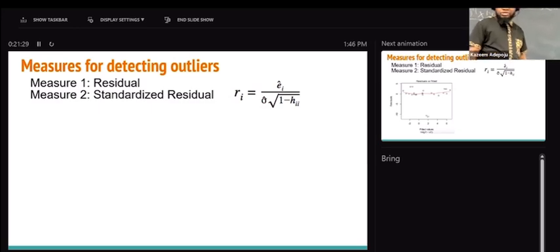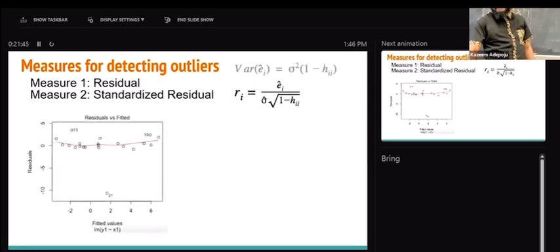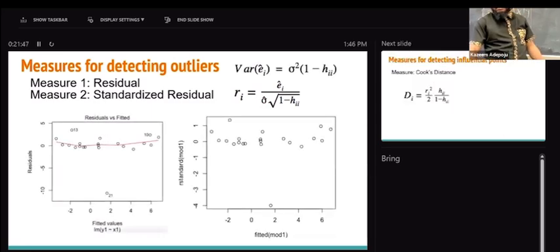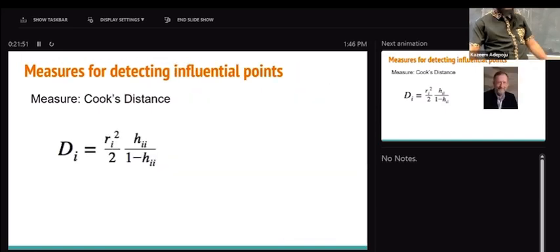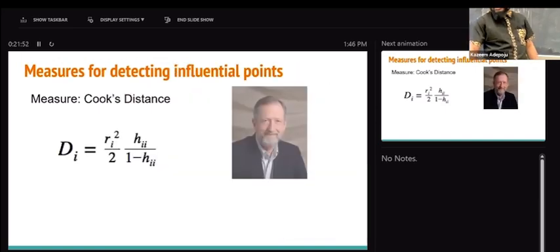Okay, so some statisticians believe that when you have a large residual, it's an implication of the presence of an outlier. Another measure could be using a standardized residual. But we have a newer method that everybody knows, which we call the Cook distance method.